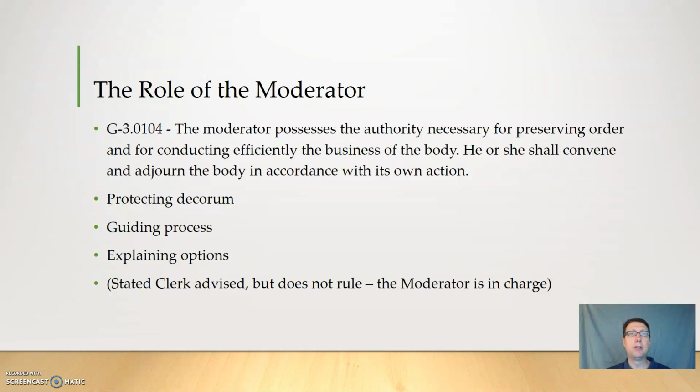Note in terms of our polity that a stated clerk advises but does not rule. The moderator's in charge. Often the stated clerk in a presbytery, synod, or general assembly is a parliamentarian, knows a lot about process and procedure, but they don't make the decision. The moderator makes the decision. And Robert's Rules actually has a provision if the body doesn't like the decision of the moderator to challenge that, because ultimately the goal is for the body to be in charge. So it's actually a very democratic way to work together if people know the rules and know how to speak.